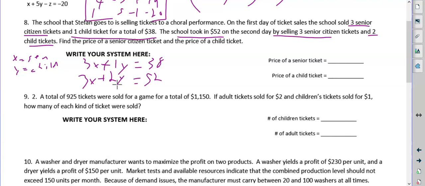I can literally just multiply the top one by negative, like so. Everything by -1. Add them up. That cancels. I end up with 2y minus 1y is y. And 52 minus 38 is 14. Okay. And then if I substitute that in right there, subtract 14, divide by 3, I get $8 for a senior citizen and $14 for a child ticket.